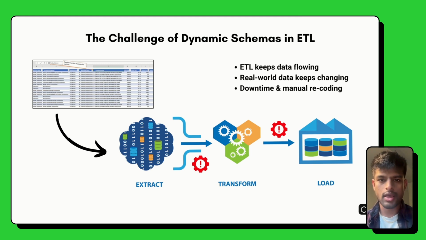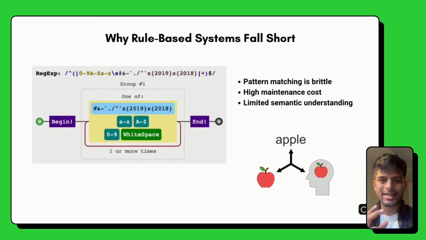ETL pipeline. Imagine your bank suddenly introduces a new column, let's call it TXN category V2. The traditional SQL based pipelines freeze up instantly. Your nightly data job fails, engineers scramble to patch scripts, and your analytics stall out for days. This is not sustainable. So why exactly do these traditional rule-based systems struggle?